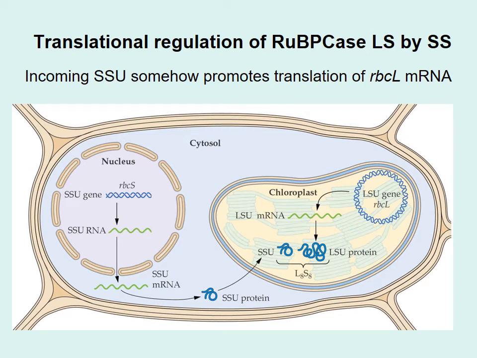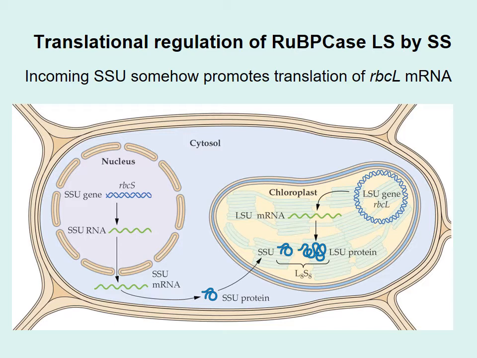So here before you is the model in which you can see that the synthesis of both the large subunit of rubisco and the small subunit of rubisco is taking place separately in two compartments. This is the cell, and this is the nucleus, and this is the chloroplast. So whenever there is a need for the synthesis of a functional rubisco, a message is sent from the chloroplast to the nucleus for the synthesis of the small subunit of rubisco.